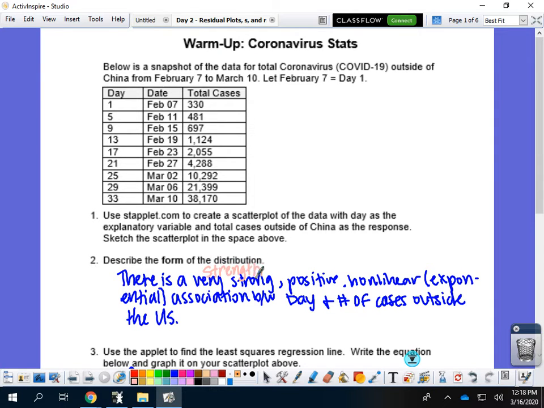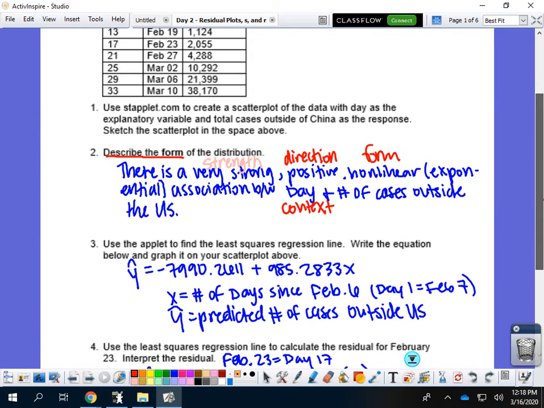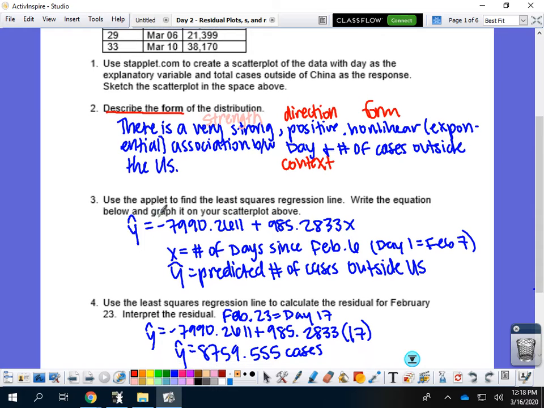So we always want to have the strength, direction, form, and then you want to have context for sure. Strength, direction, form, context are the main things that you want to do when you're describing the form of the distribution.